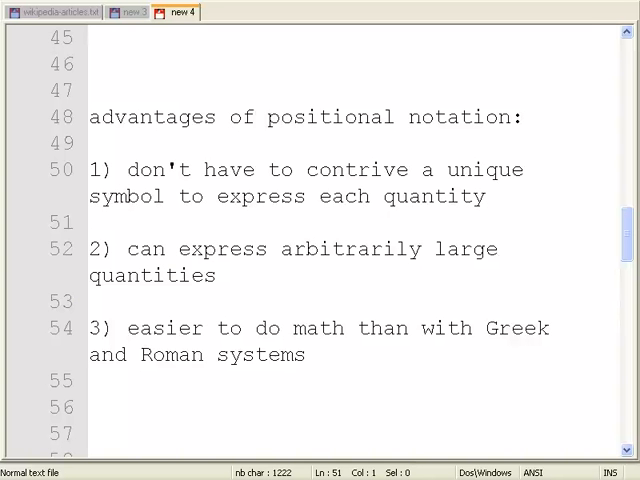So positional notation systems like, say, decimal, have a few nice things about them. First, you don't have to come up with a unique symbol for every single quantity you want to express. That would be pretty inconvenient. Second, you can express as large a quantity as you want. You just have to use enough digit places. Because of these two virtues, it's easier to do math in a positional notation system than, say, in a system like Greek or Roman, which are additive systems.